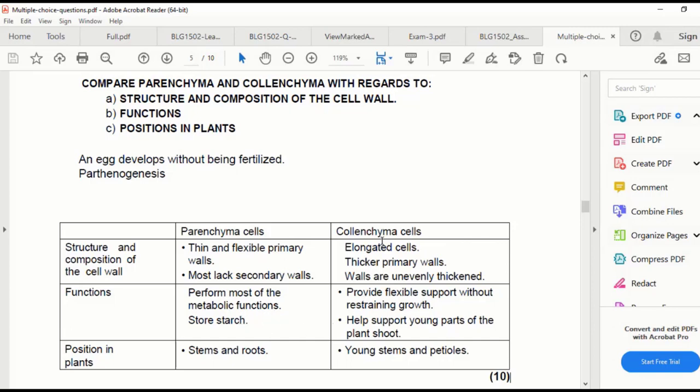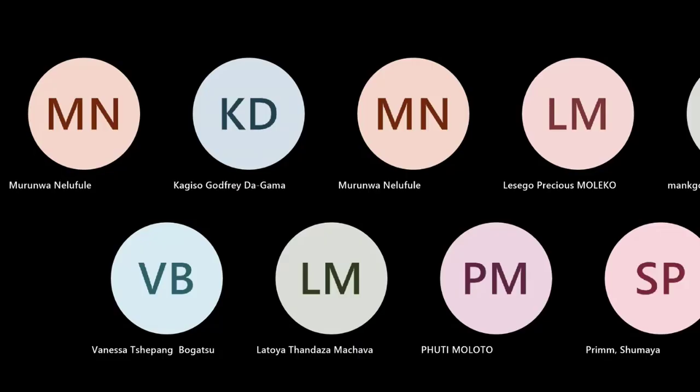The function of parenchyma is to perform most of the metabolic functions, and it stores starch. The collenchyma provides flexible support without restraining growth, and it helps support the young parts of the plant shoot. As for position in the plant, parenchyma is found in the stems and in the roots, and collenchyma is found in young petioles and in stems.